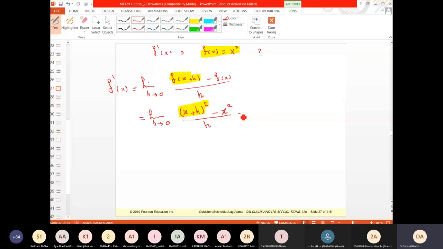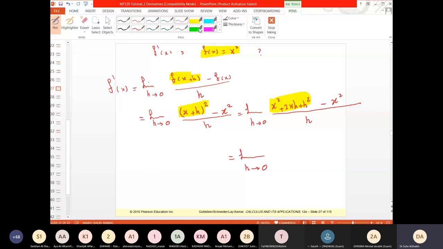Now this amount that you can see here, what does x plus h squared mean? The square of the first, the square of the second, plus 2 times the first in the second. This is x plus h squared. We expand it like this. Minus the x squared I already have there. All divided by h. We are doing algebra here. We are going step by step. This is the limit when h goes to 0.